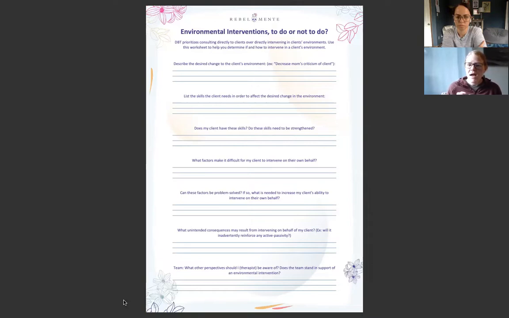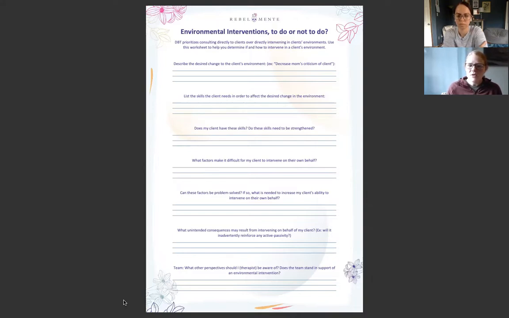So for example, my client wants their environment to change. They want their partner to be less invalidating. They have the skills, I've strengthened them, but I just know that their partner has a lot of other things going on that makes it really difficult to hear from my client directly. And maybe it would be helpful if I was to speak on their behalf. There are ways in which that could be helpful, but there are also unintended consequences of that. It could really reinforce potentially some active passivity or something like that, that I just want to be paying attention to and get my team helping, another set of eyes to see from all sides.